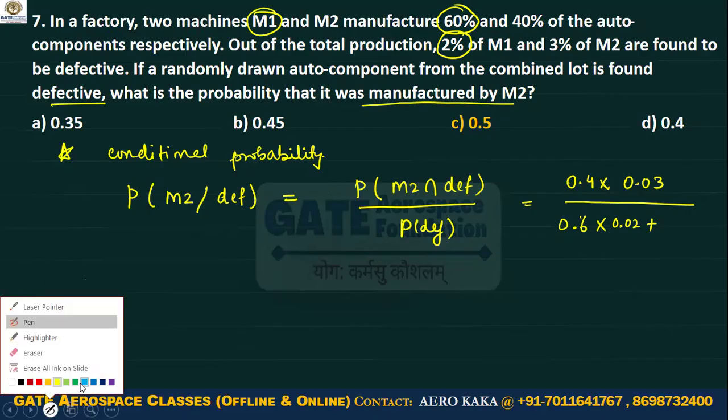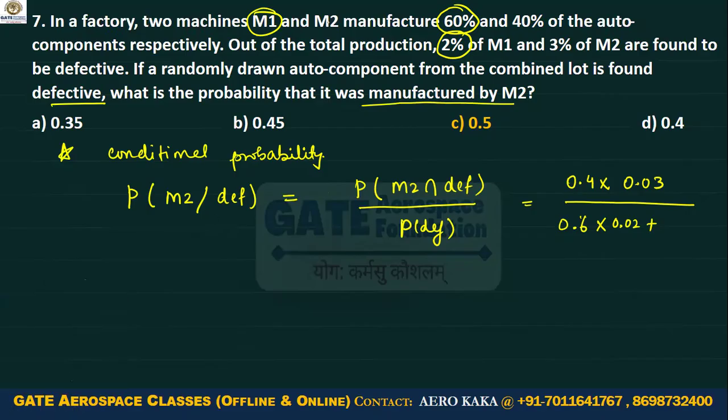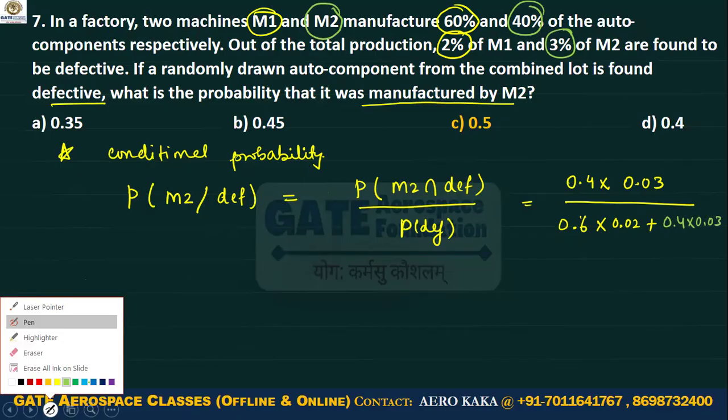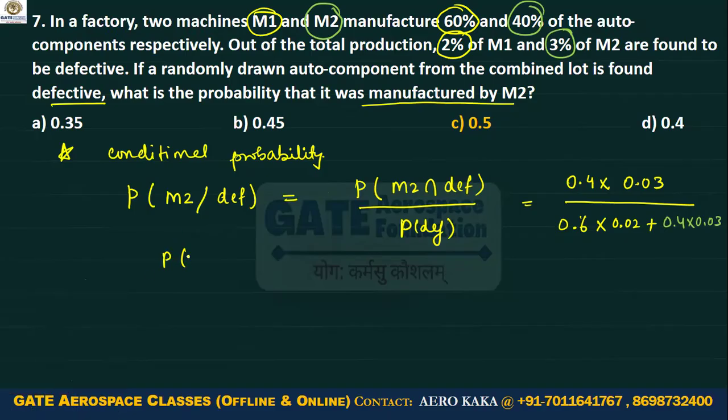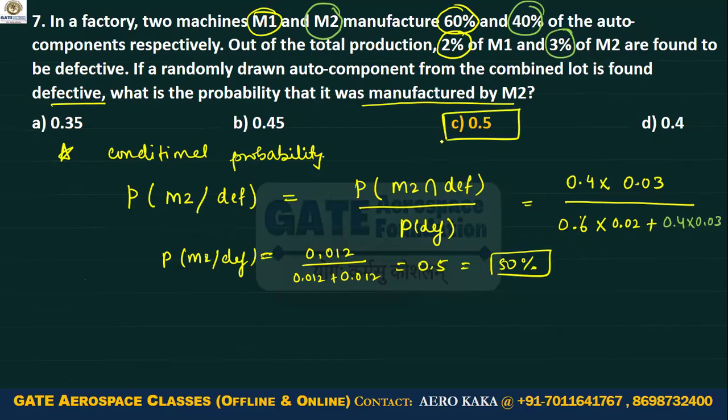Now I'll change the color for better understanding. Let me go to this one. It's being manufactured by M2: 40% are manufactured and 3% are defective, something which we have written in the numerator. So 0.4 multiplied by 0.03. Now if I solve this, I'm going to get the answer. That is, P of M2 given defective is 0.012 upon 0.012 plus 0.012. This becomes 0.5 or 50%. Right, this is your answer.